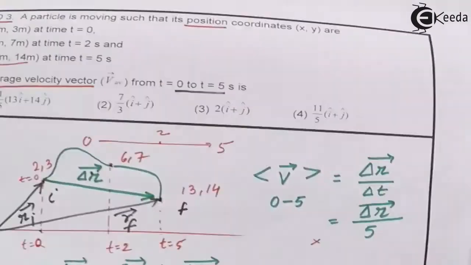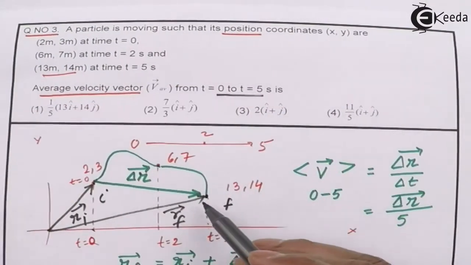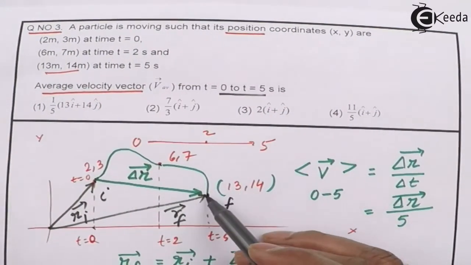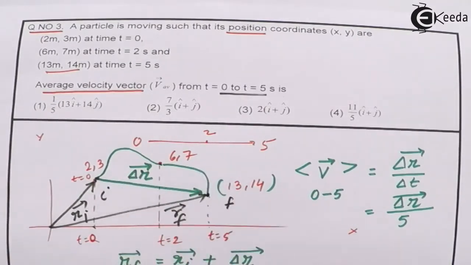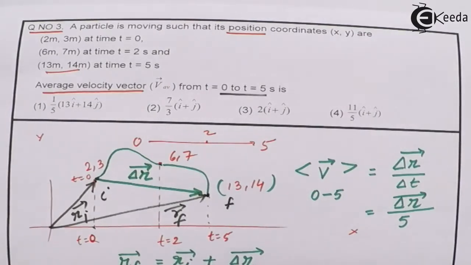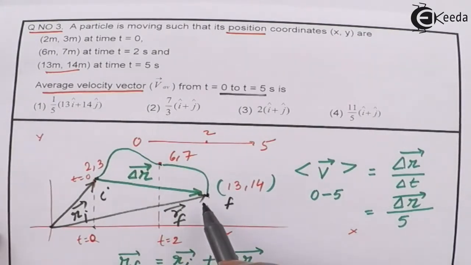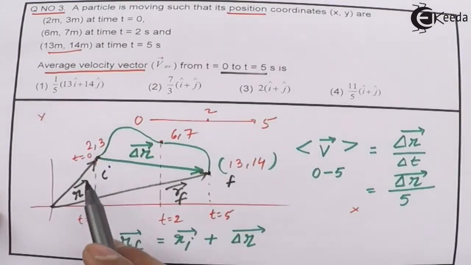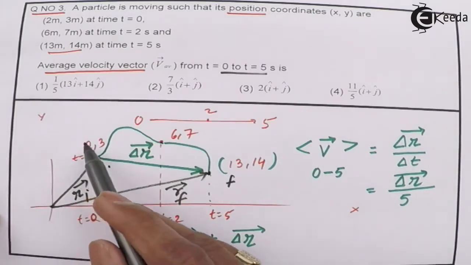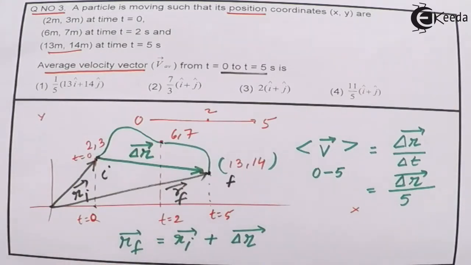Then the coordinates are given here. If the coordinates are given, we know how to write that in vector form. If the point is 2, 3, that means this is 2 and this is 3, so 2 i cap and 3 j cap. So if a point is there and the coordinates are known, then you can write that in vector form.